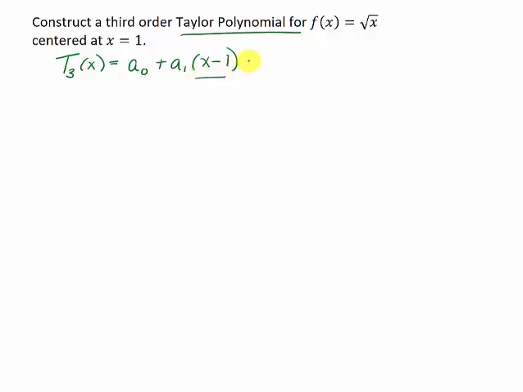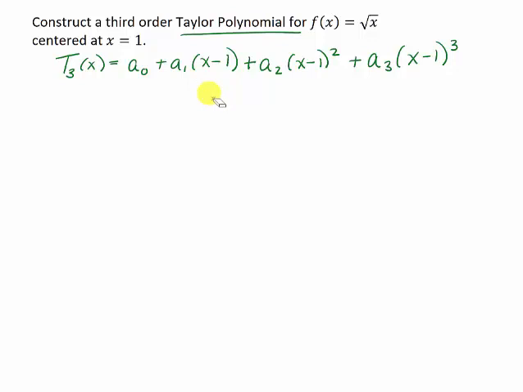We need our second degree term to be a sub 2 times (x minus 1) to the second power, and our last term is going to be a sub 3 times the quantity (x minus 1) to the third power. So this is kind of a template for what we're going for.